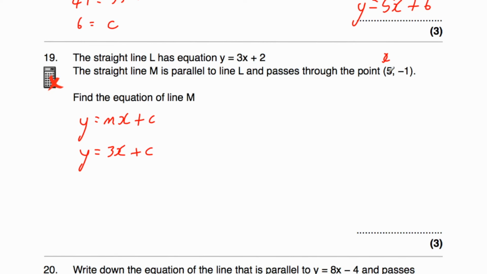So x equals 5 and y equals -1, and we substitute those in, we'll have -1 equals 3 times 5, so that's 15, plus c. And then if we take 15 away from both sides, well, -1 take away 15 would be -16, and that equals c. So we get c equals -16. So this line M will cross the y-axis at -16, and it has a gradient of 3. So that means our answer would be y equals 3x minus 16. Okay, let's have a look at question number 20.